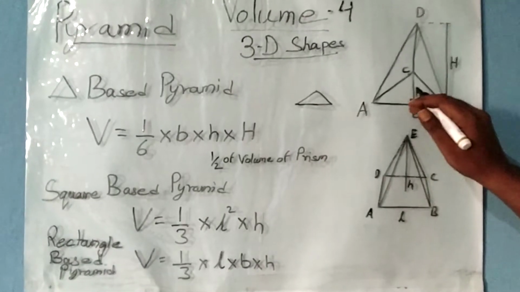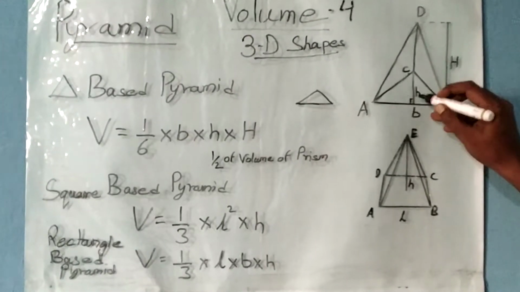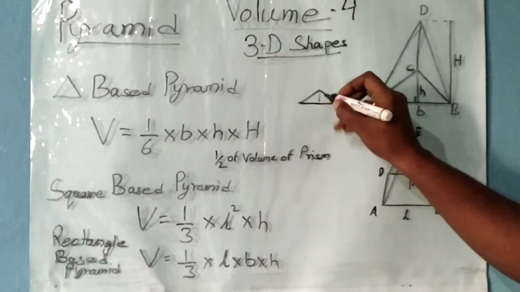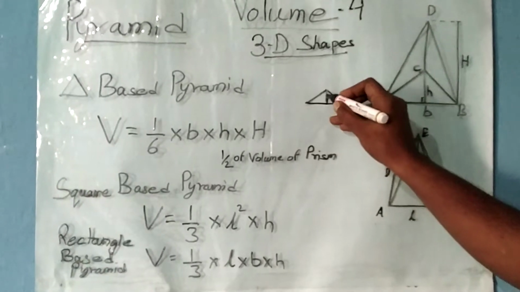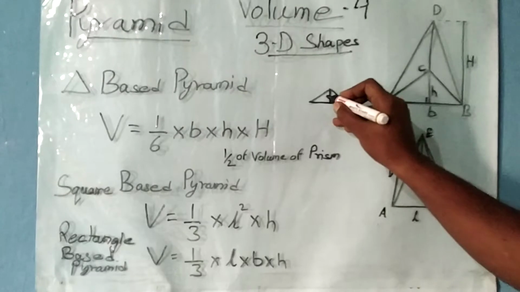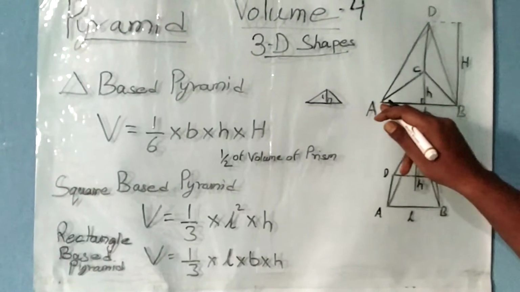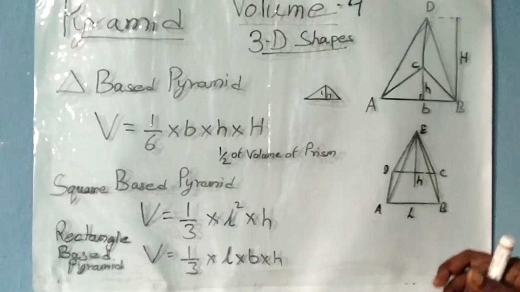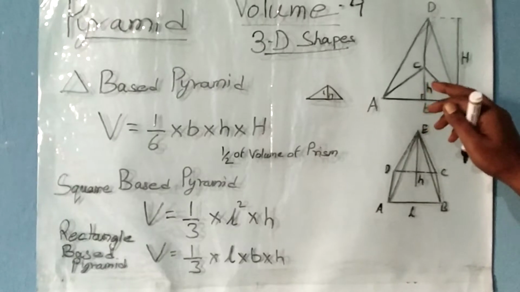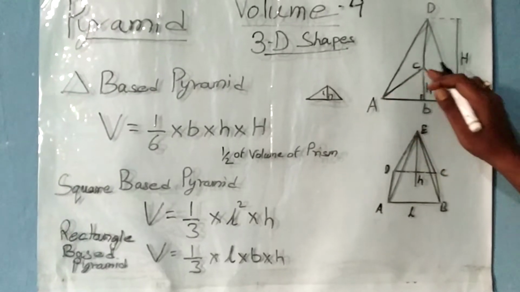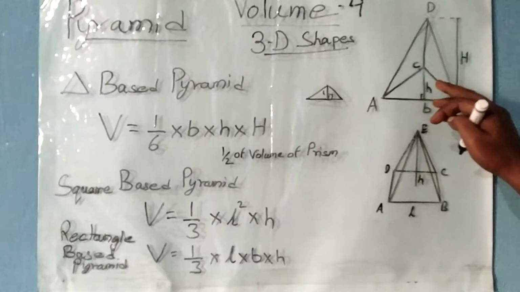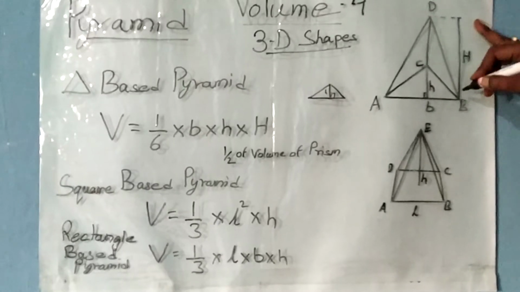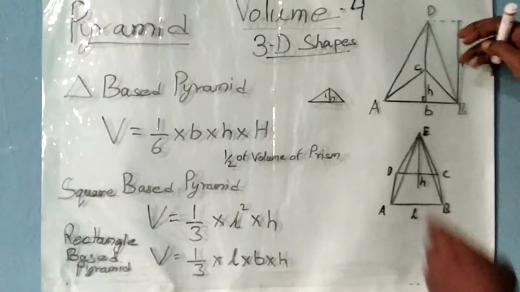This is a triangle based pyramid, and this small h is the height of this triangle. Suppose this is the base, then this is the height of the triangle. I have taken this as small h, and this is the base of that triangle. We know how to find the area of the triangle, that is half into base into height, and this capital H is the height of the pyramid.